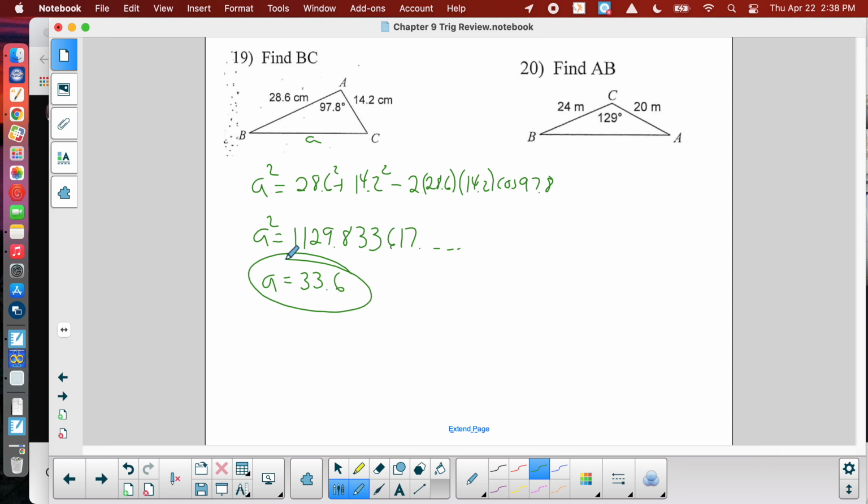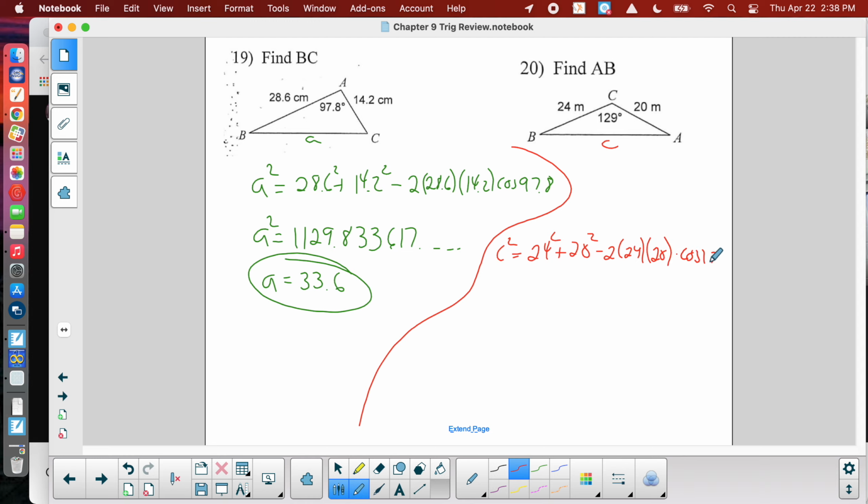All right, this one. Again, same idea. This is my side we're going to get here, so c squared. Sorry, I'm going to run out of space here. So c squared is one side squared plus the other side squared minus 2 times each of the sides times the cosine of the angle in between. Again, that's going to give me c squared. When I take the square root of both sides, I should wind up with 39.8.